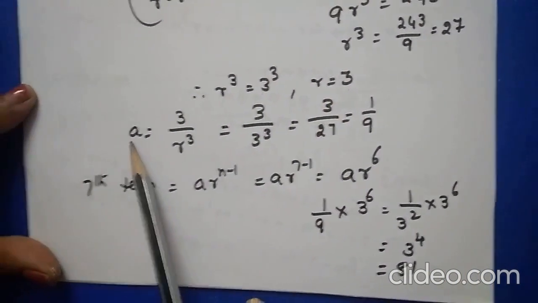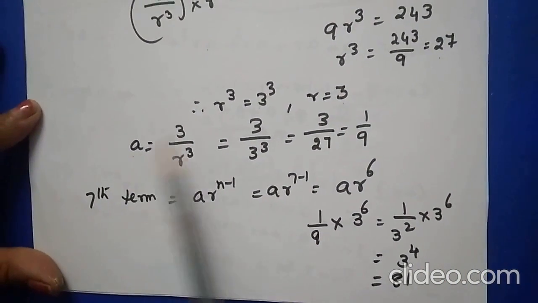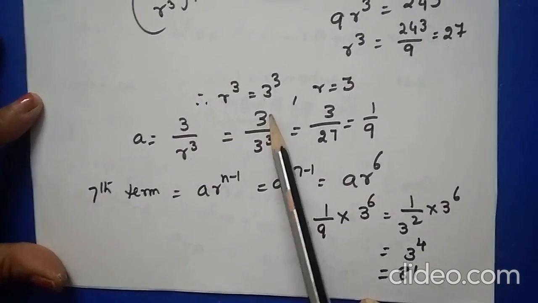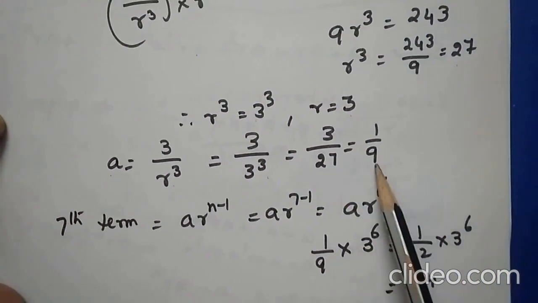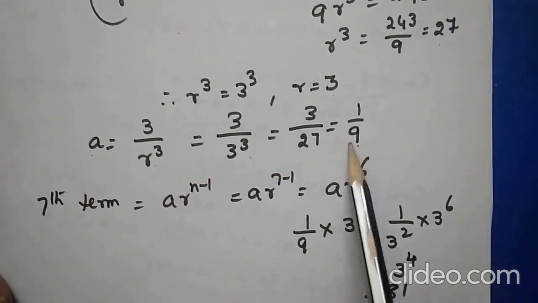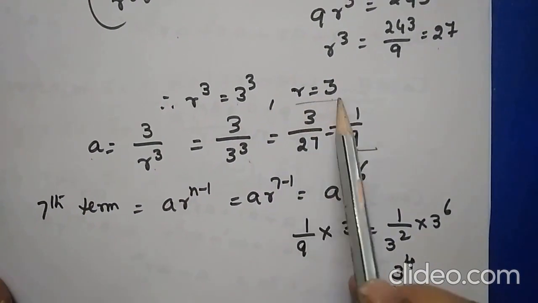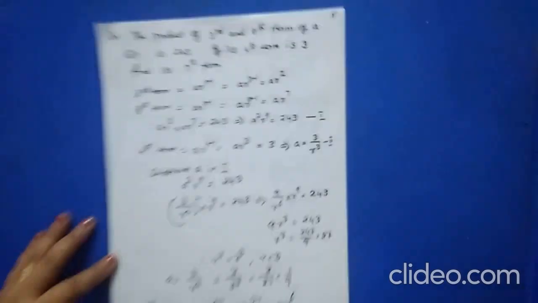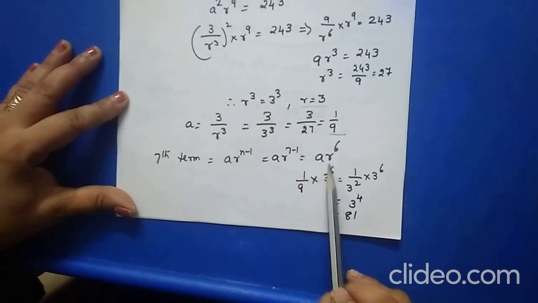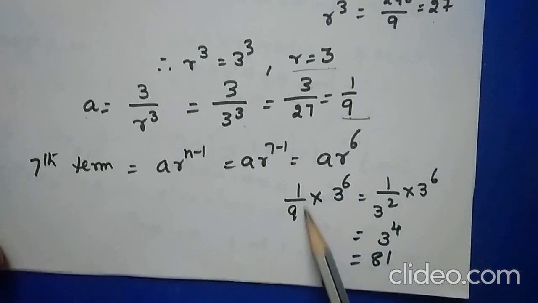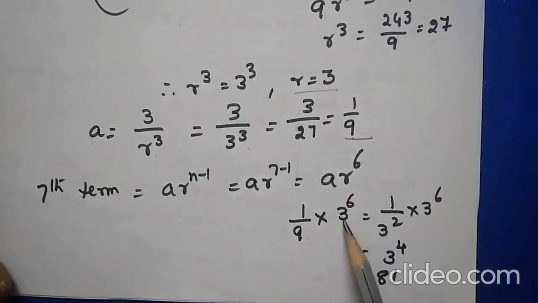Now you are going to find what a is. What is a? 3 by r³. 3 by 3³, 3 by 27, is equal to 1 by 9. Now you know the value of a and also the value of r. Now the question is to find the seventh term. The seventh term is ar^(n-1), ar^(7-1), ar^6. In the place of a, 1 by 9. In the place of r, 3.